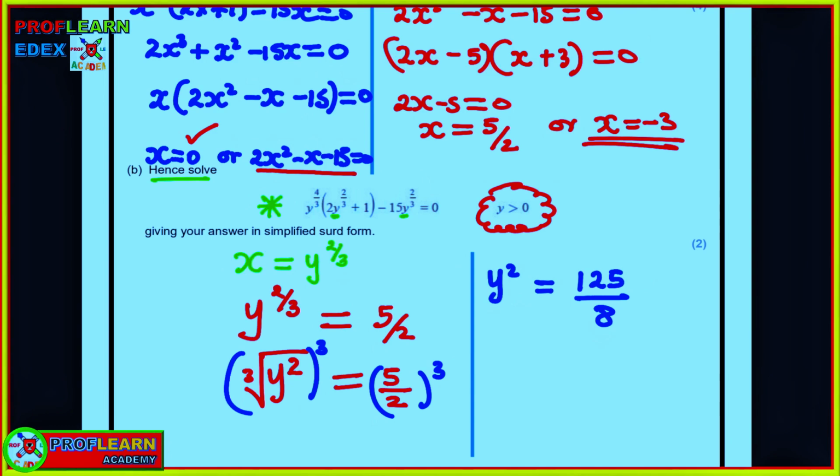Then at this given juncture, we are going to find the square root, and then we shall say now our y is equal to what? Let's just work out the square root of 125 over 8. That's going to translate to 5 over 4 root 10. And you are told to give your answer in exact simplified surd form. So that is basically what we are going to stop at.